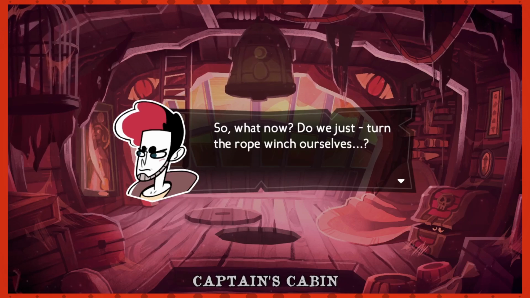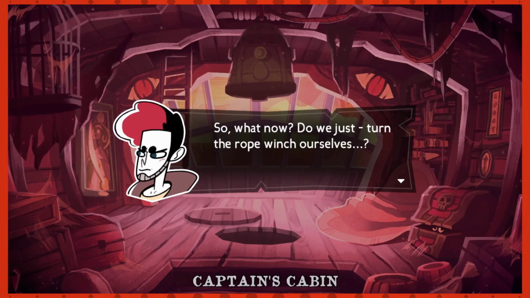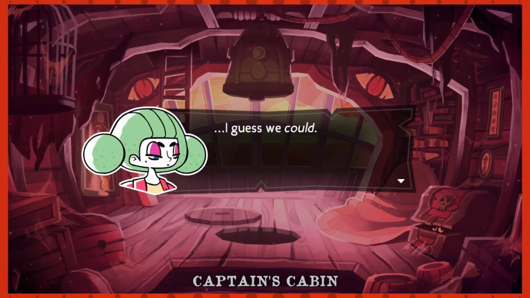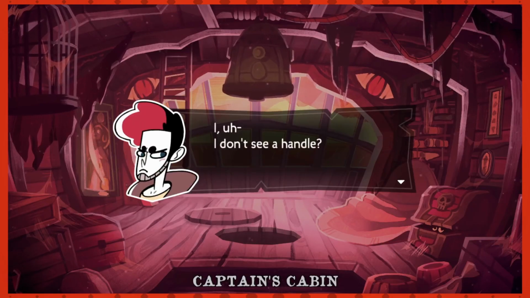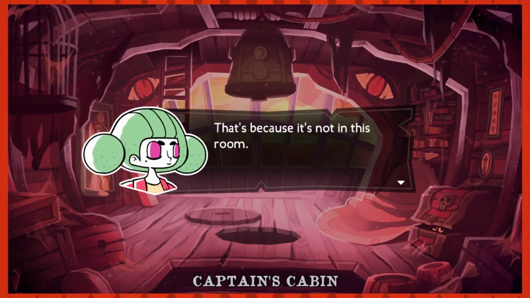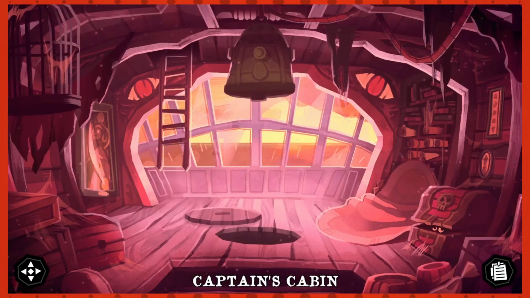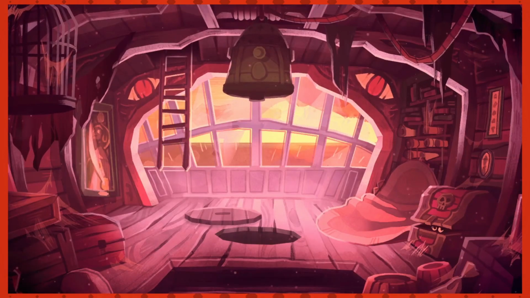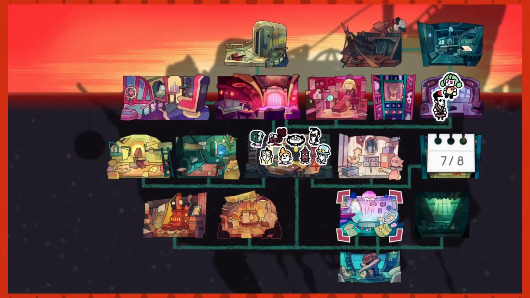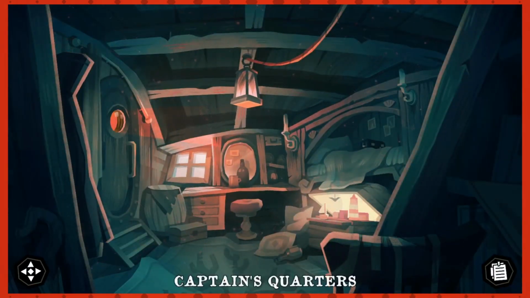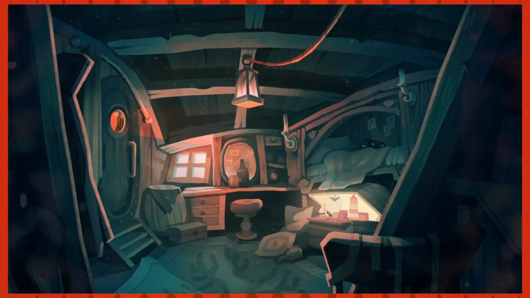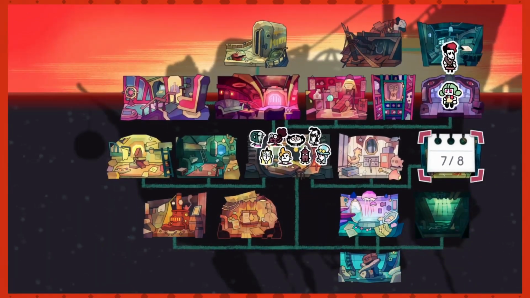So what now? Do we just turn the rope winch ourselves? I guess we could, but it's probably easier if we use the handle. I don't see a handle. That's because it's not in this room. What handle are you talking about? A wine bottle. The wine is long gone. What handle? I mean, it would be down here then.